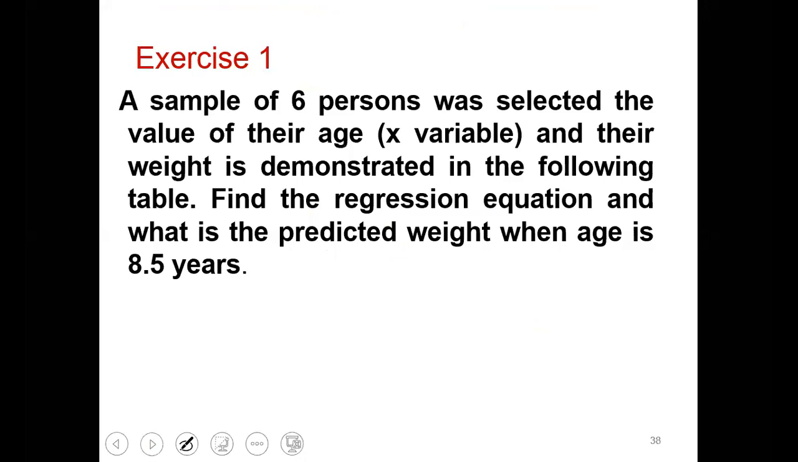Right. We are going to do a small exercise. What this exercise says, the weight and the age have been measured from 6 people.